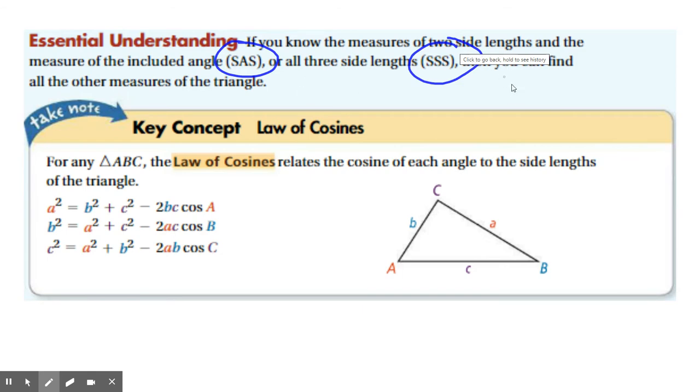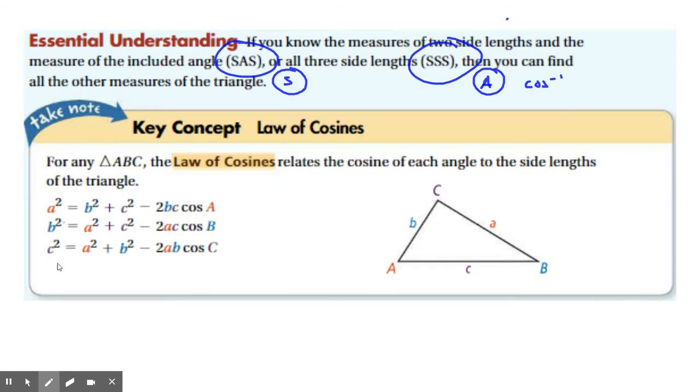So remember, we're focusing on non-right triangles and trigonometry, right? So side angle side, typically you'd be looking for that third side. And with side side side, you'd eventually find an angle. So you'd have to use probably the inverse cosine, right? Because it's the law of cosines.